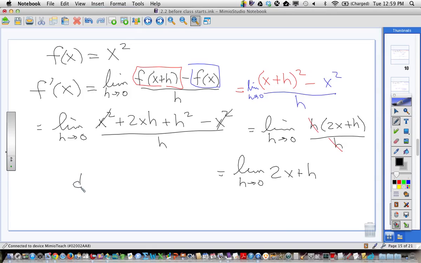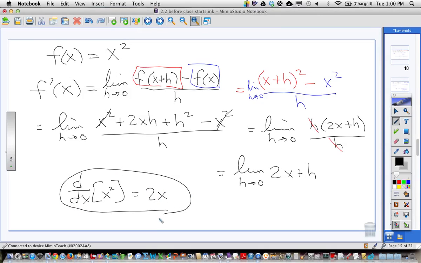So what we just learned is the derivative of x squared in our new notation. We just learned that right there. We just learned the derivative of x squared is 2x, right? Because we let h be 0, and that actually worked out pretty nice. And that might be surprising to you. Maybe some of you saw that coming.